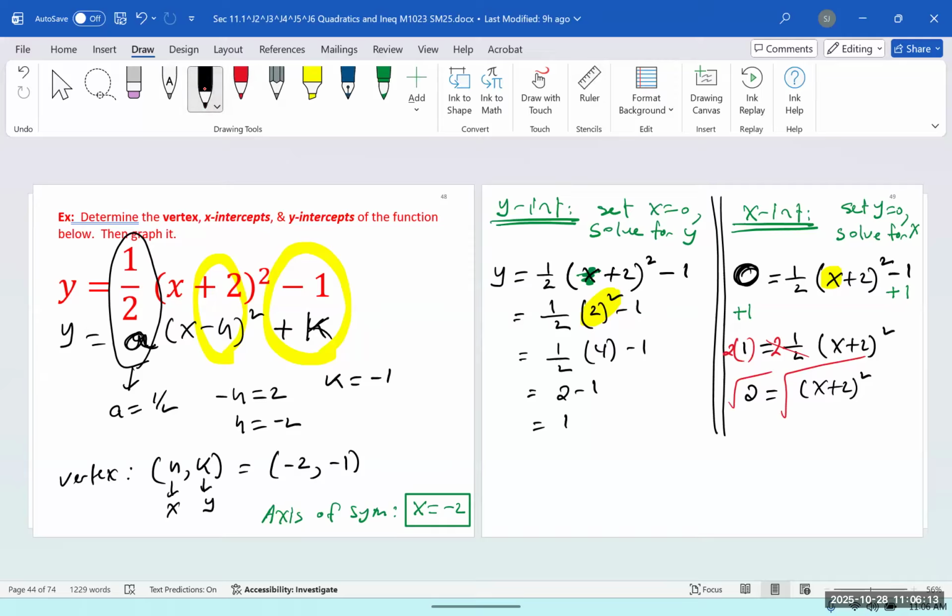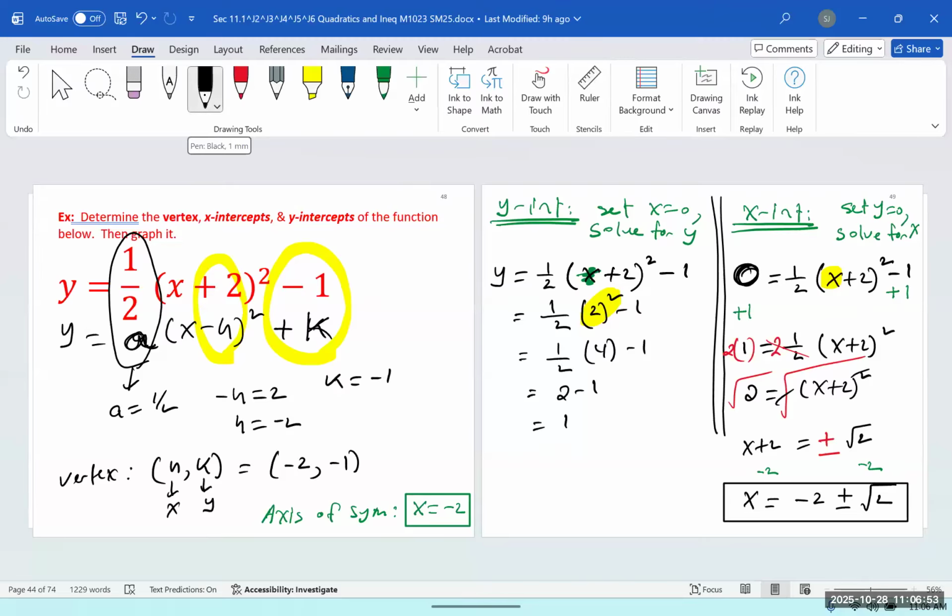So let me write the right side to the left. We have x plus 2, square root. What is missing? No, something is missing here. Plus minus. Anytime you take the square root of a variable, any variable, you have two choices, plus minus. And then you can subtract 2 from both sides. -2 plus minus square root of 2.